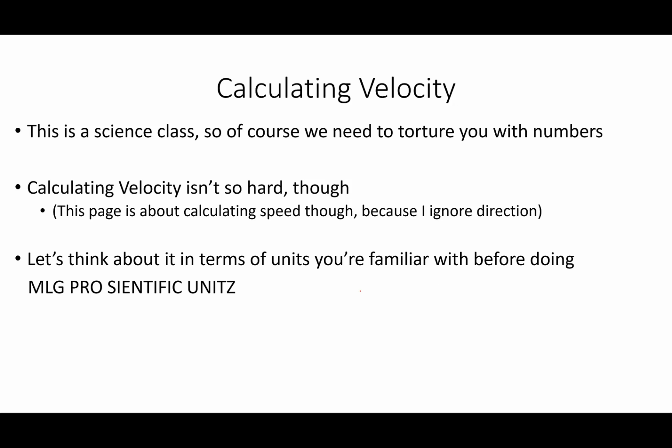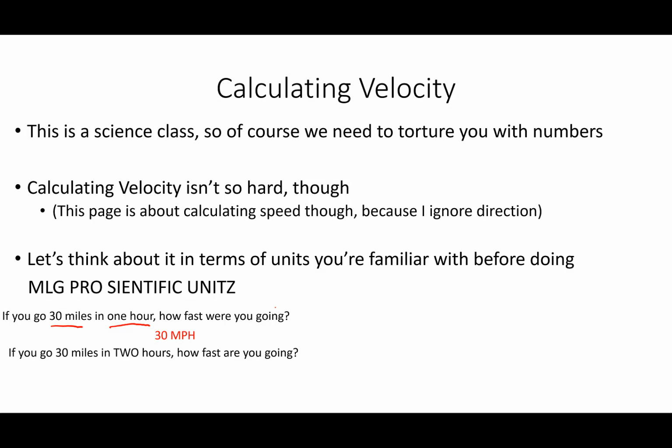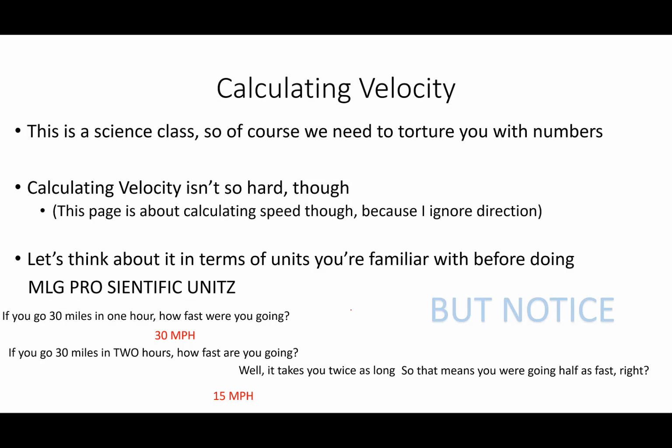Let's think about it in terms of units you're familiar with before we go into the objective metric units. If you go 30 miles in 1 hour, how fast are you going? 30 miles per hour, right? Because you go 30 miles in 1 hour. So what if instead you go 30 miles in 2 hours? How fast were you going? Well, you go the same distance, but it takes you twice as long, right? So you're going slower. Specifically, you're going half as fast. So 15 miles per hour. This should make sense to you before you do any calculations.